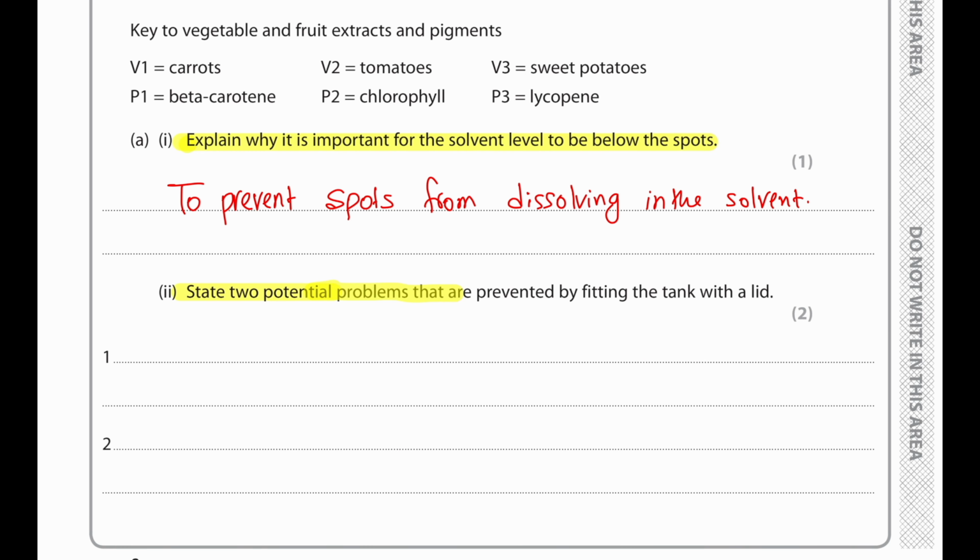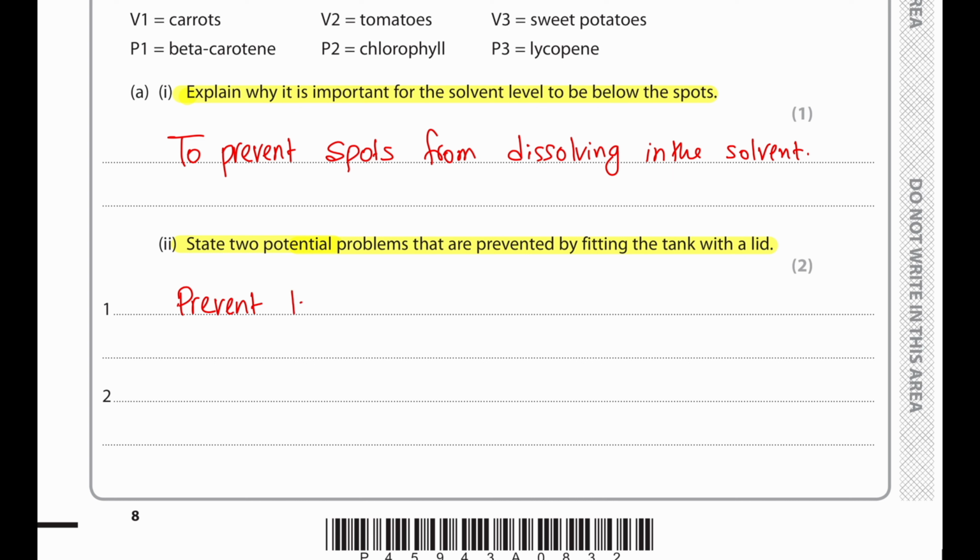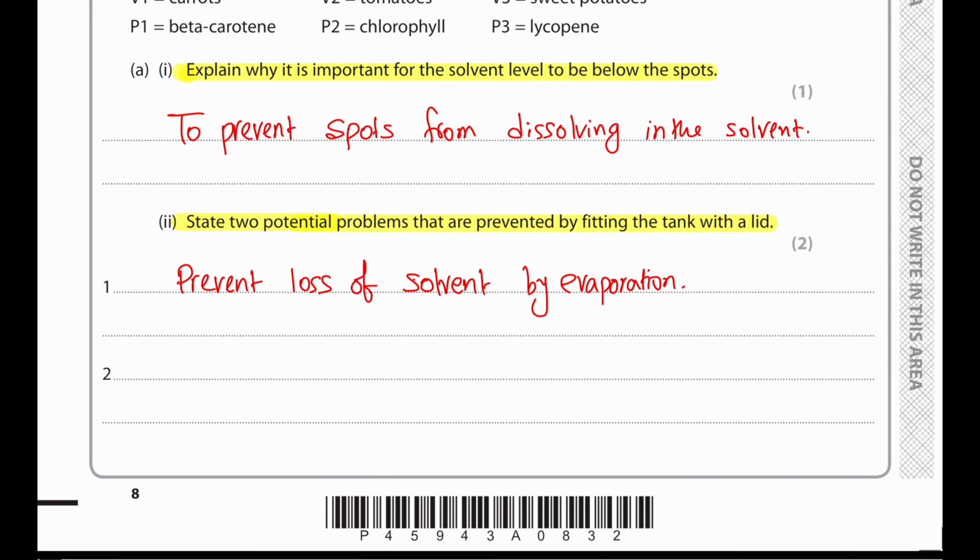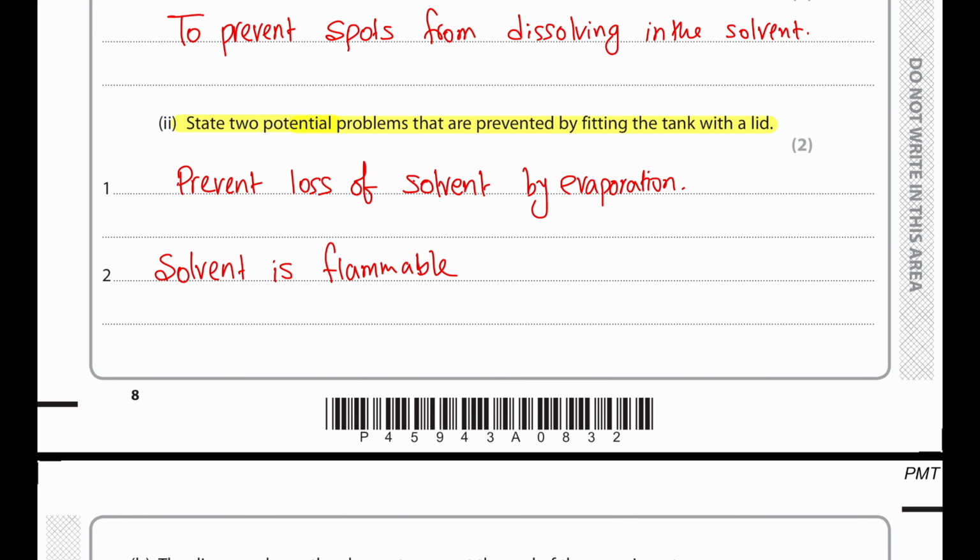State 2 potential problems that are prevented by fitting the tank with the lid. The solvent used in this particular experiment is highly volatile, so the lid will prevent the evaporation of that solvent. The second thing about the solvent is that it is highly flammable, so there will be a risk of fire. And the third thing is that the fumes of the solvent can be toxic or poisonous, which can harm a student.